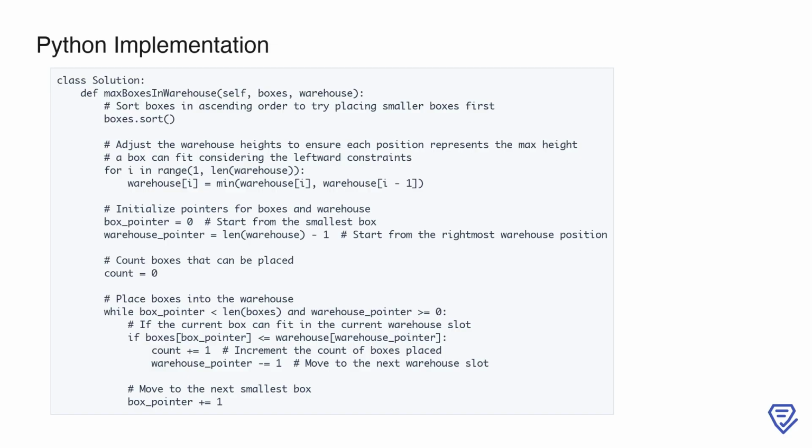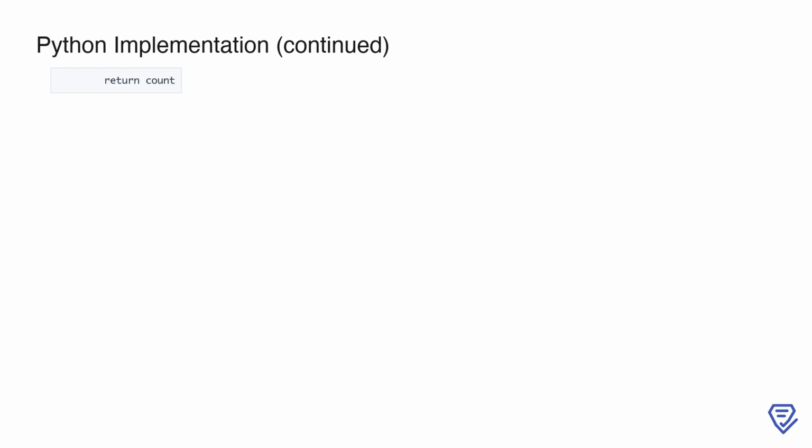Regardless of whether the box was placed or not, we always move the box pointer to try the next smallest box. Finally, after exiting the loop, we return the count variable, which represents the total number of boxes successfully placed into the warehouse. This completes the implementation.